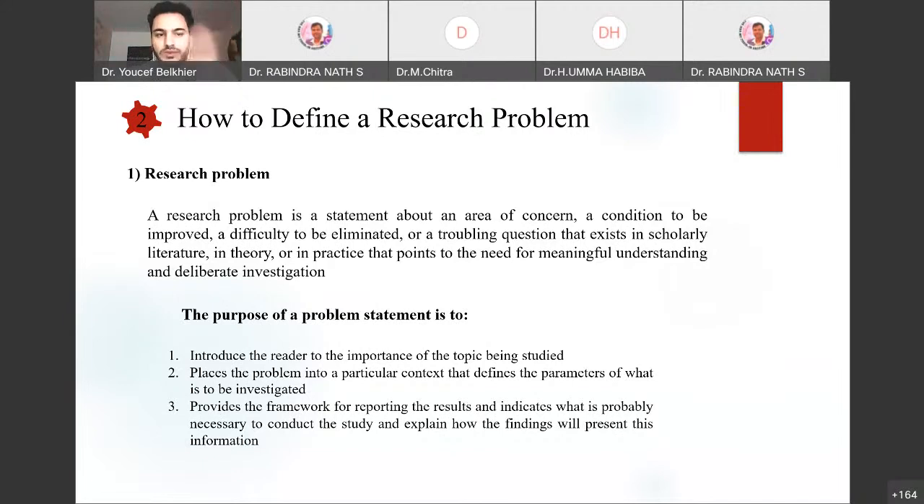So, how to define the research problem? The research problem is like a statement of something that should be resolved. Each topic, each area has its drawbacks. So the PhD student, the young researcher, the new researcher should focus on his topic, so in that way he can find something that should be resolved or that needs to be improved. This is also the problematics.